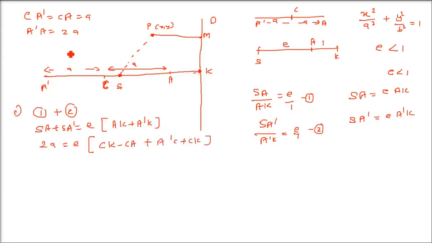This CA and CA dash are equal, so we can cancel it. The two CK are equal, so you can write 2CK, that is, 2 into E into CK. It will be equal to 2A. So now just cancel this, and you get CK equals A by E.